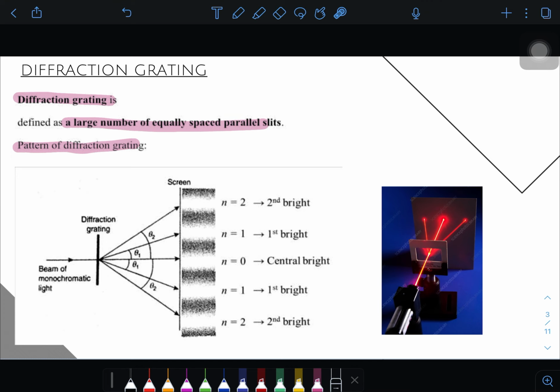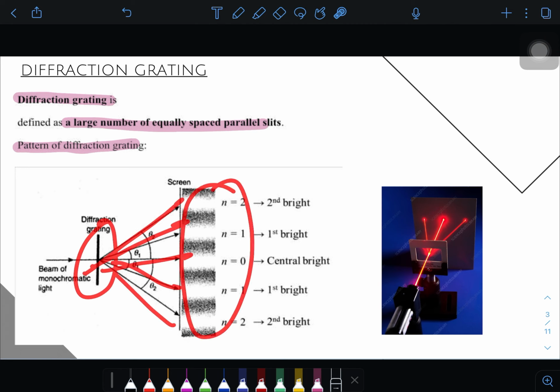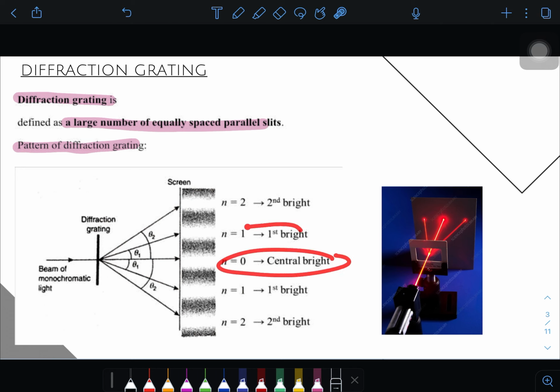slits. Okay, kalau kita buat eksperimen ni, this is the single slit. No, this is the diffraction grating. So bila you project your laser through this grating film, you akan nampak your light akan equally spaced. So it depends on the size of your grating film. Diffraction grating akan menghasilkan equally spaced pattern. Dia akan ada central bright, n equals 1, n equals 2. N equals 1 bawah dan n equals 2. And it is always from the central bright. Kita tak guna m, kita menggunakan n sebagai number of order.